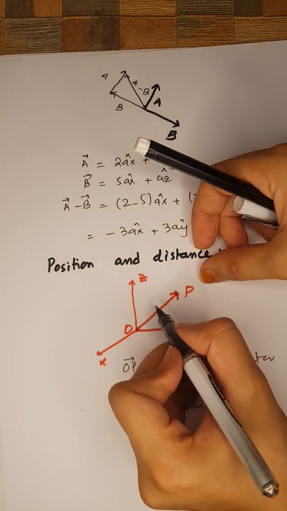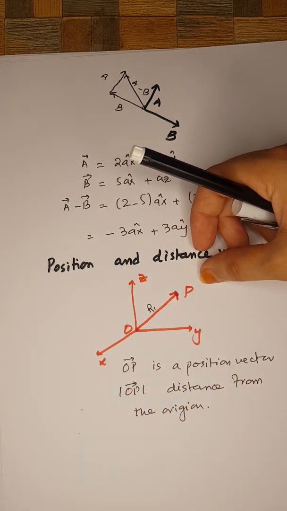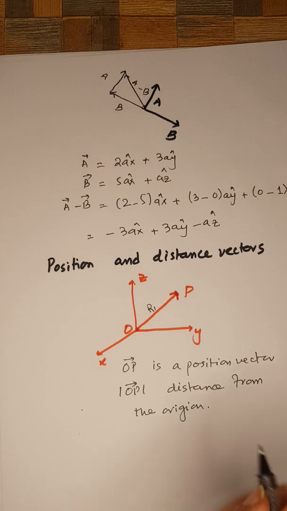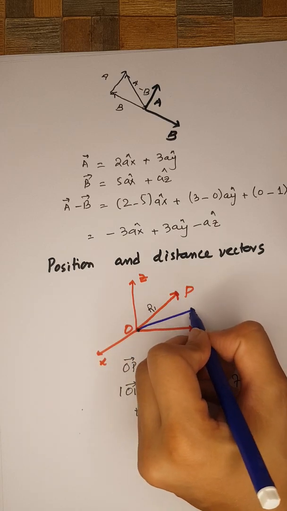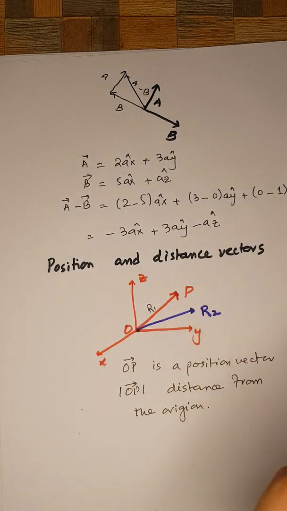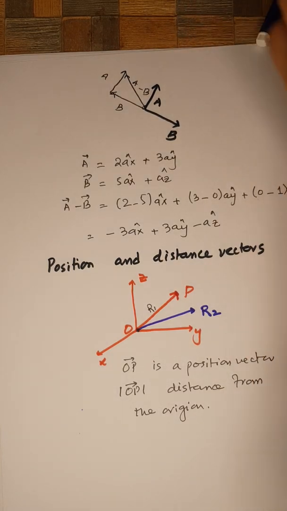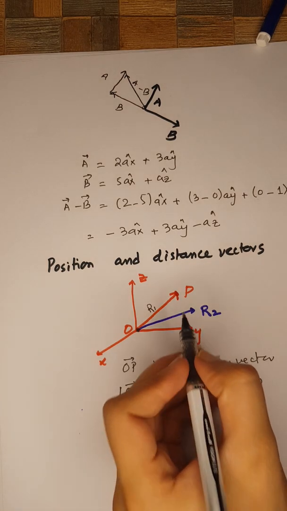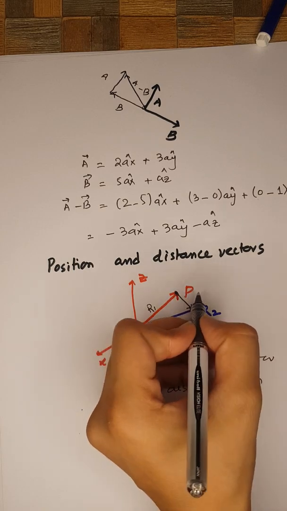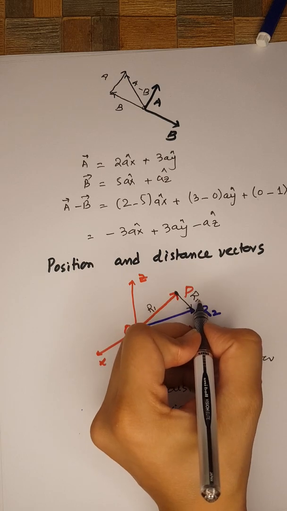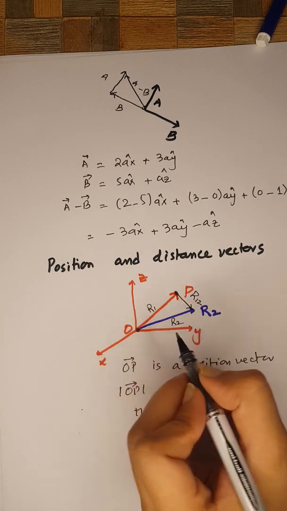The position vector is usually represented by R with a subscript, and if there are multiple vectors involved, let's say this is the position vector R1, and let me show another position vector, that is R2. And then if there is a vector starting from the head of R1 and joining to the head of R2, then this vector can be represented by R12.